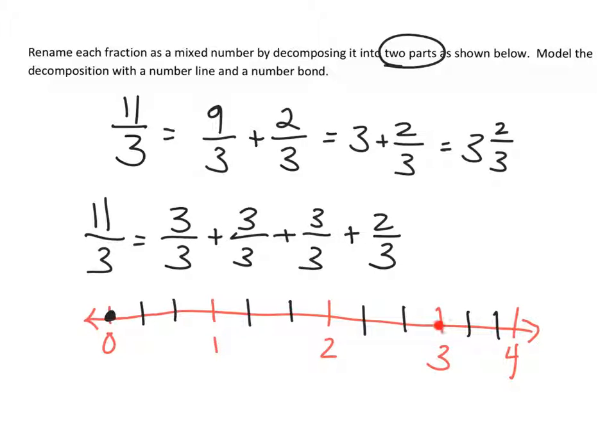So here's 9/3, 10/3, 11/3. So it's 3 wholes and 1/3, 2/3. So that's how we get 3 2/3. So how it models is that we're jumping all the way in thirds, because that represents 9/3. And then we're just making a little jump here to show 2/3.